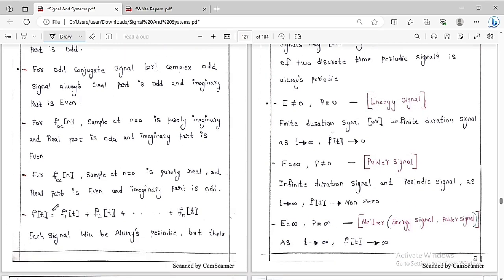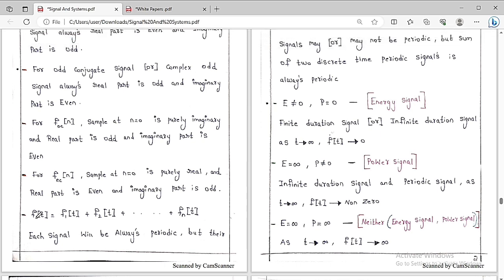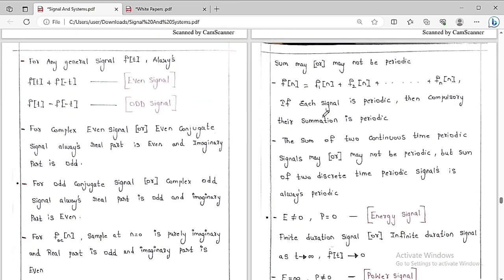Suppose I assume all the signals f1 of t, f2 of t, up to fn of t are periodic signals. If I add all the signals, the resultant signal f of t may be periodic or it may not be periodic. This one you always have to keep in mind. Compulsorily, I have assumed all these are periodic signals, but the resultant signal may or may not be periodic.